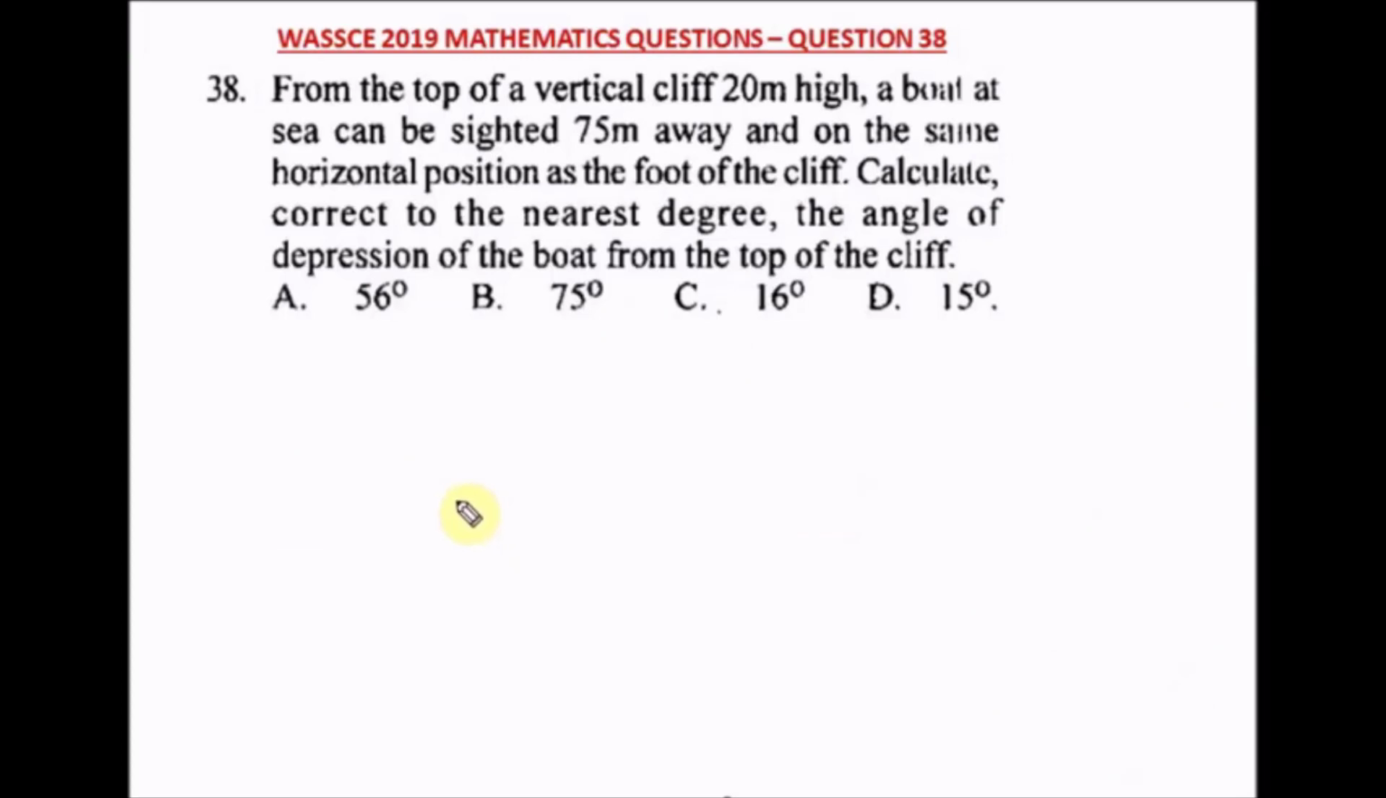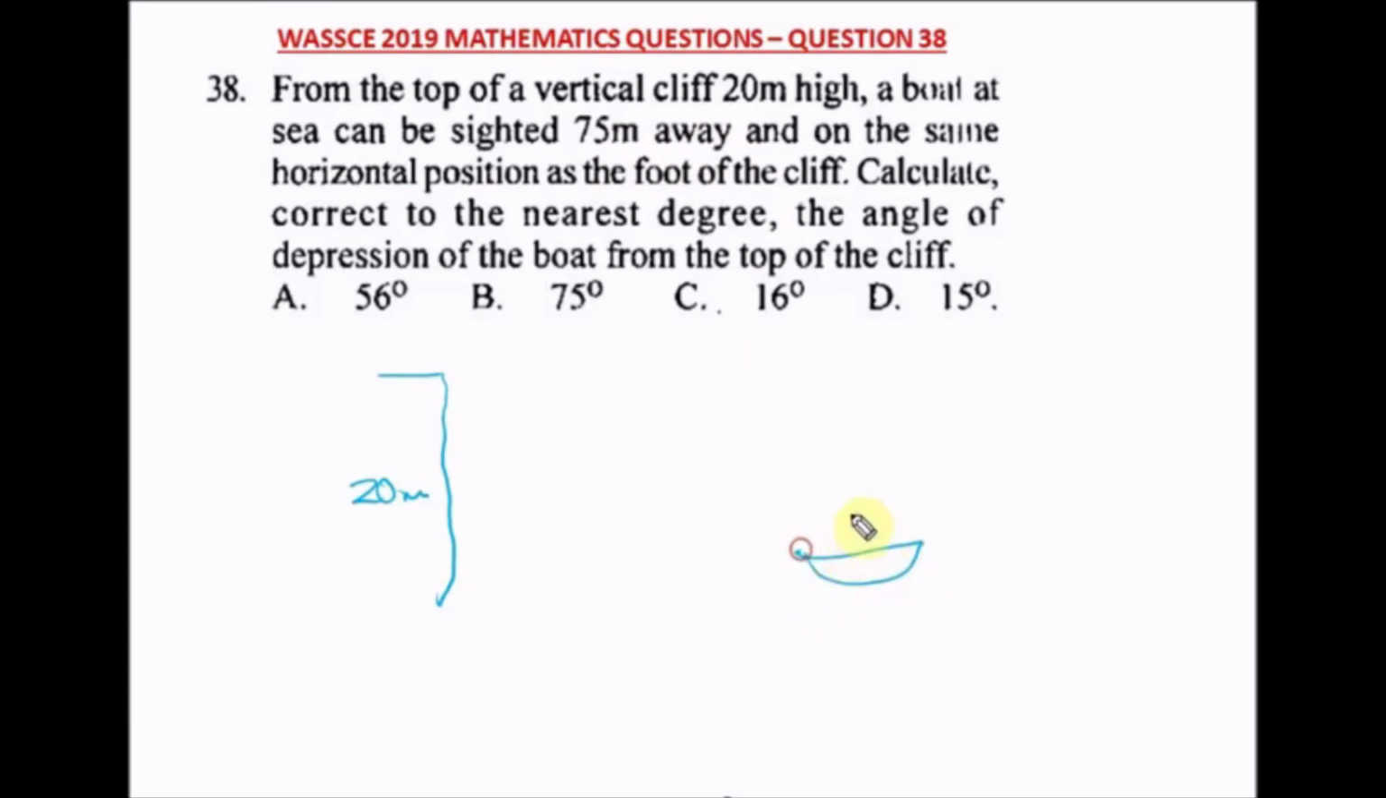Question 38 of the WAEC 2019 Mathematics Past Question. It says from the top of a vertical cliff 20 meters high. Okay, let us interpret this. From the top of a vertical cliff, so let's say this is the cliff, and the cliff is 20 meters high. A boat at sea can be sighted 75 meters away. A boat at sea. Let's say this is the boat.